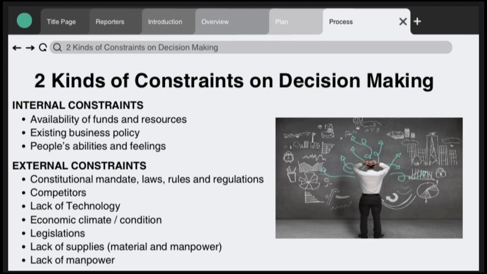Next is lack of manpower. One example of this is, imagine a retail company experiencing a sudden surge in customer demand due to seasonal sales, but they are short staffed due to unforeseen circumstances like a high number of employee resignations or unexpected leave.